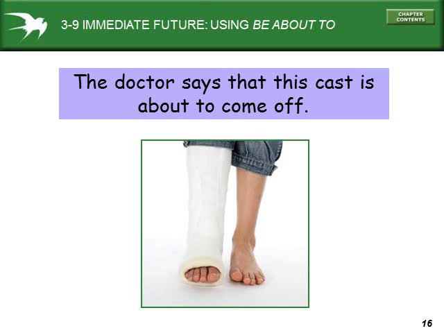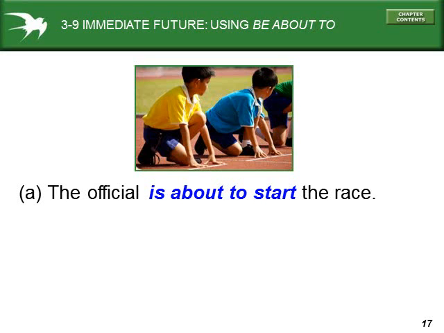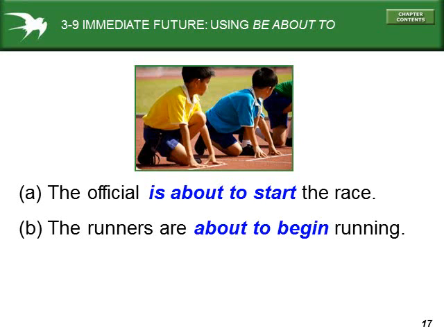All right, so here's the third form that we're talking about, the "be about to." So in this case, the doctor says, "This cast is about to come off." Here we say, "The official is about to start the race. The runners are about to begin running."